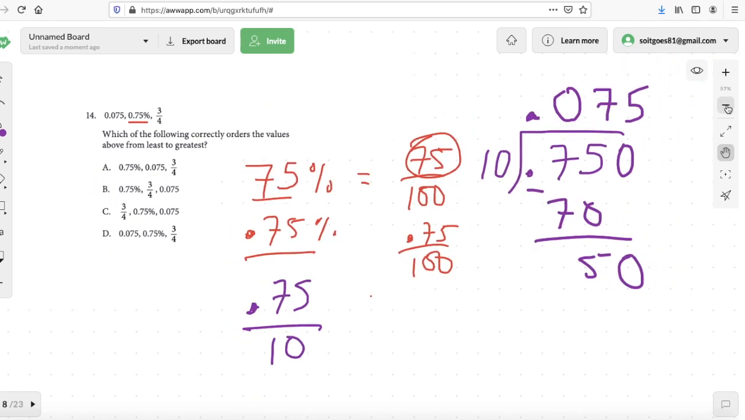Make some space there on the whiteboard. Does that make sense? That's 0.75 divided by 10. So what I've done basically is insert a 0. When I divide by 10, I just added a 0 after the decimal, but in front of the 75.